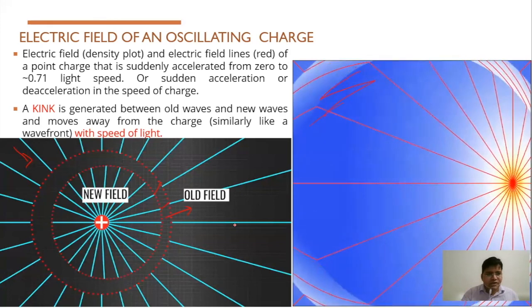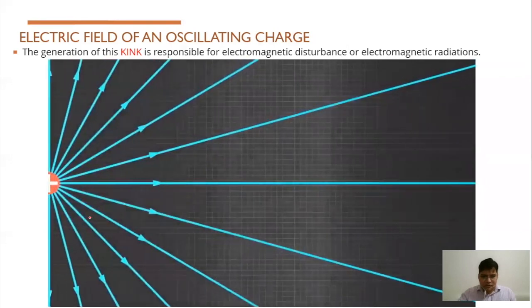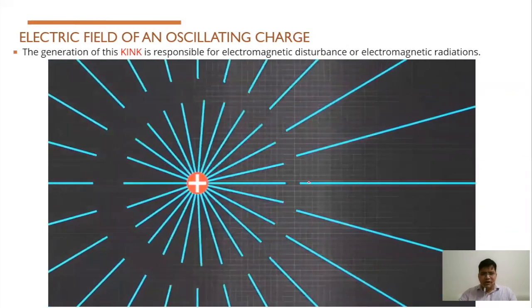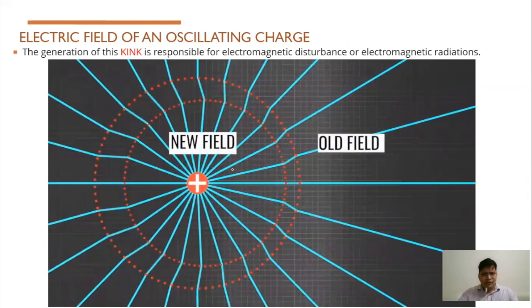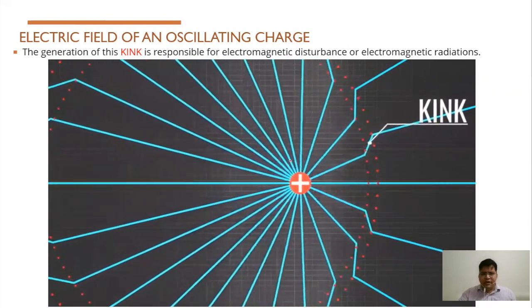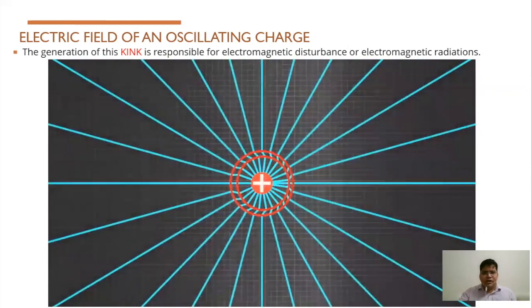So let's see in detail. In this video you can see the stable charge and then it accelerated. These are the stable field lines. When it accelerates, there is a kink between the old field and the new field, and this kink starts to propagate in the medium. That is the main reason for the generation of the electromagnetic field.